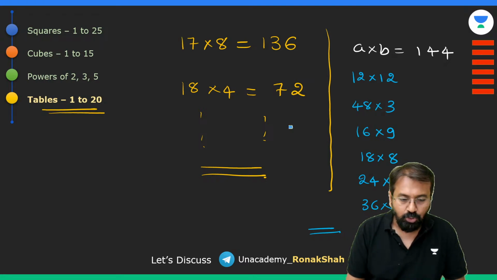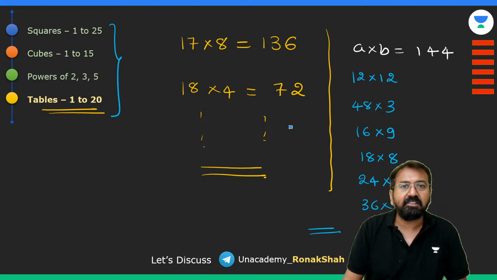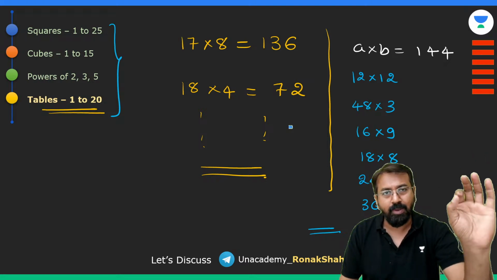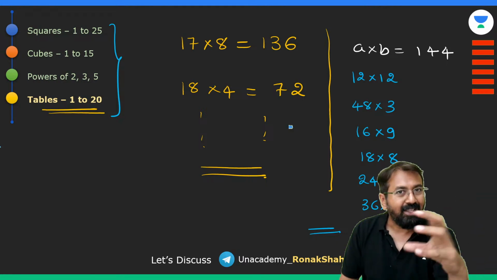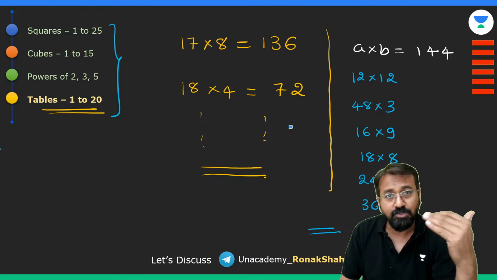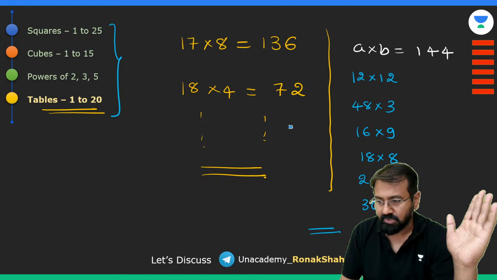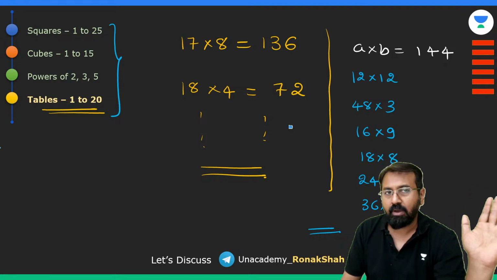Okay, sure. So make sure that you have done these basics, right? This is a prerequisite to learning any methods. You should know the squares of the first 25 numbers. You should know cubes of the first 15 numbers. Then powers, as I mentioned, 2 raised to 1 till 2 raised to 10, 3 raised to 6, 5 raised to 6, and tables of 1 to 20 numbers. Okay, so guys, by next session, make sure that you have remembered this.